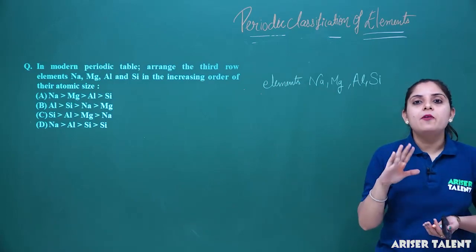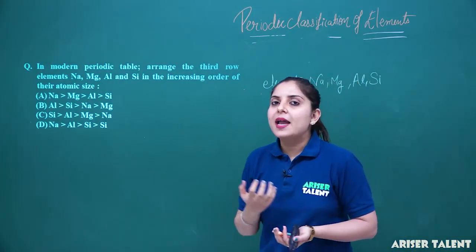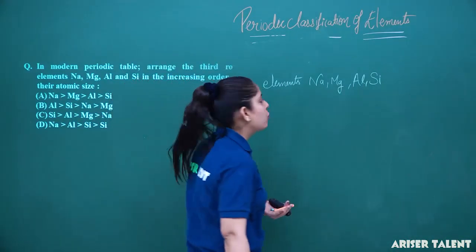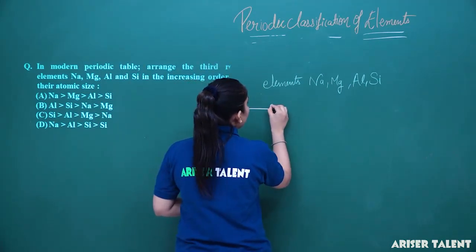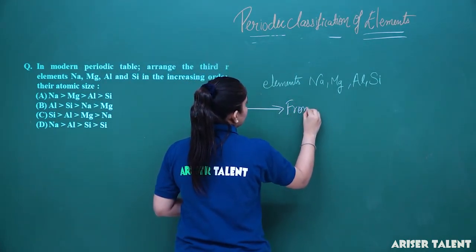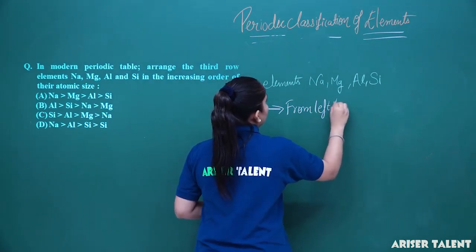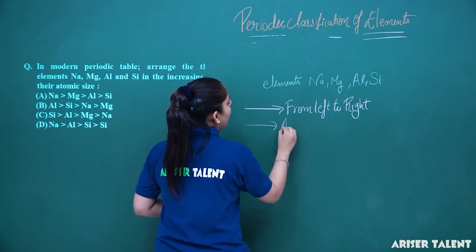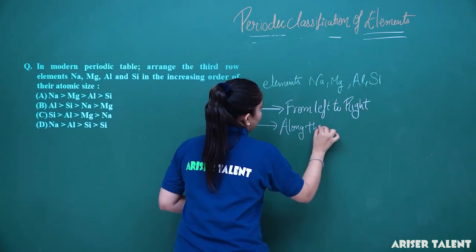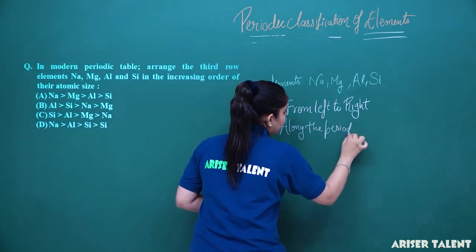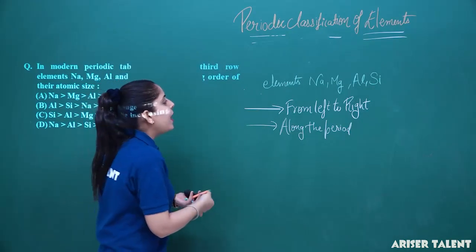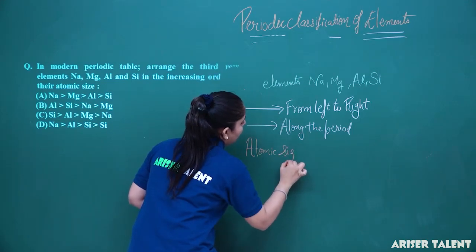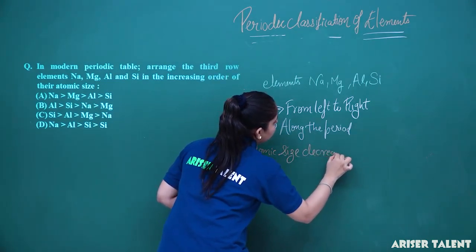As we move from left to right in the periodic table, the atomic size will decrease. Atomic size is decreasing because no new shells are added while more electrons are added. As I move from left to right in the periodic table, it means I am moving along the period. As I am going along the period, what will happen? Atomic size decreases.